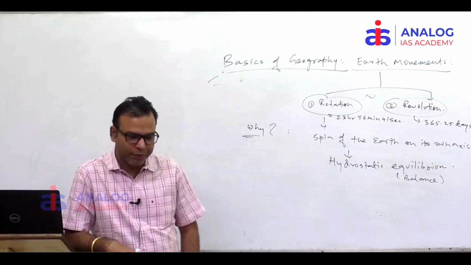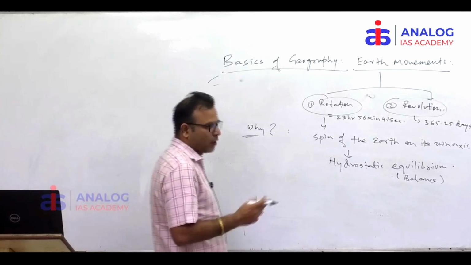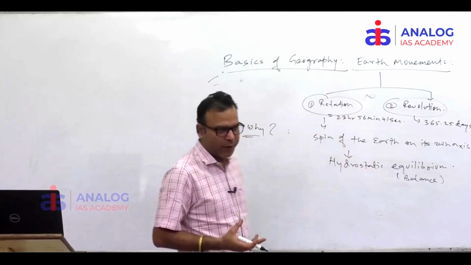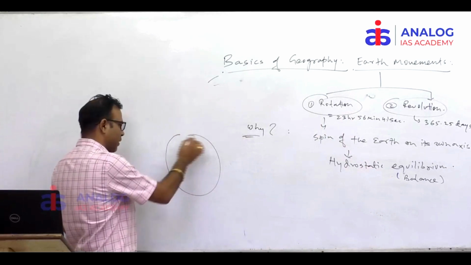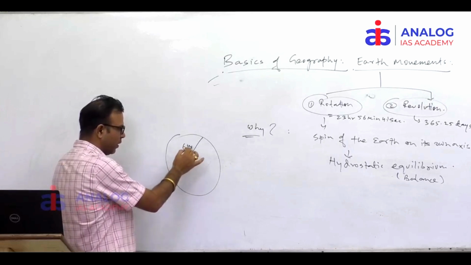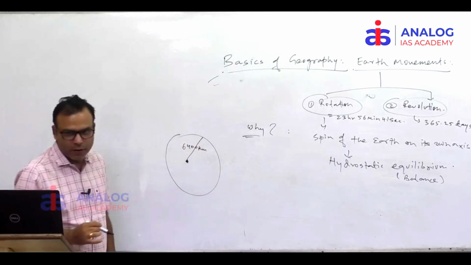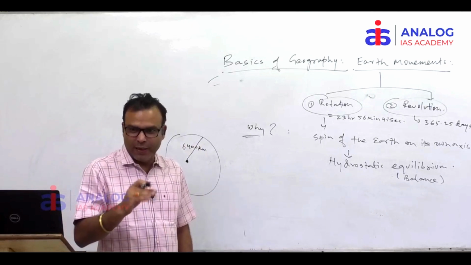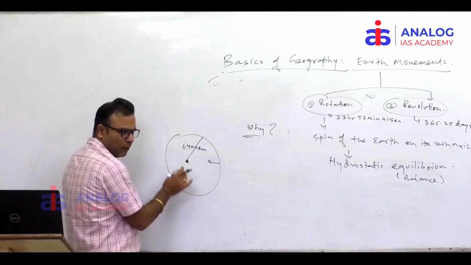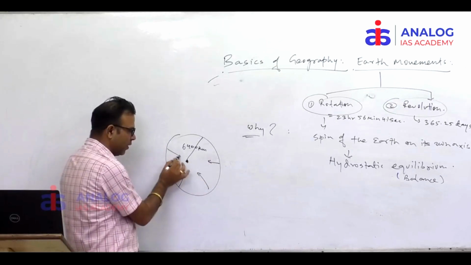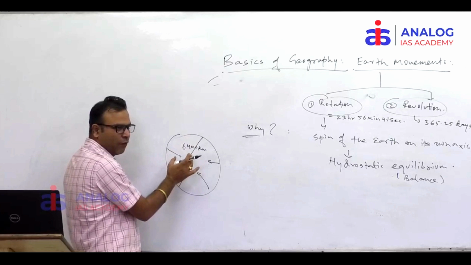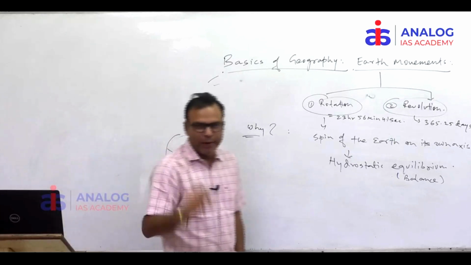What is hydrostatic here? You know, the Earth possesses mass. Due to the mass, one force is acting on it. That force is gravity. Suppose this is the Earth, and this is the center of the Earth. The approximate radius is around 6,400 kilometers, a little less, but I'm taking the approximate value. Due to the mass, one force is acting towards the center of the mass, that is called the force of gravity.